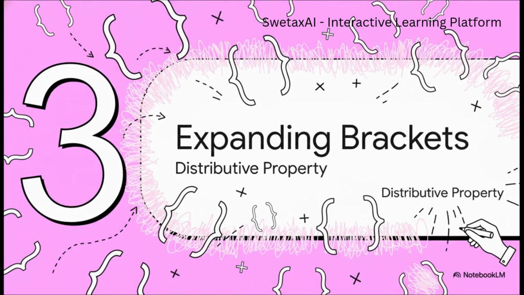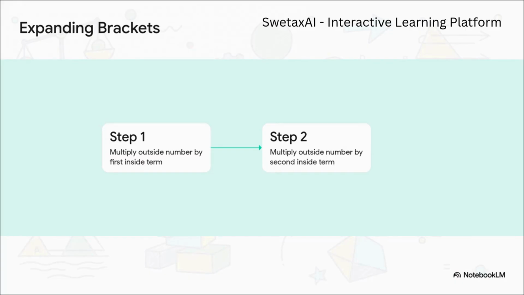Always remember, numbers and variables need matching identities to be added together. All right, Section 3, expanding brackets. Next up, we encounter brackets in our language, which we need to skillfully unpack using a little something called the distributive property. Expanding brackets is a highly logical two-step procedure. Step 1, multiply the outside number by the very first inside term. Step 2, multiply that same outside number by the second inside term.